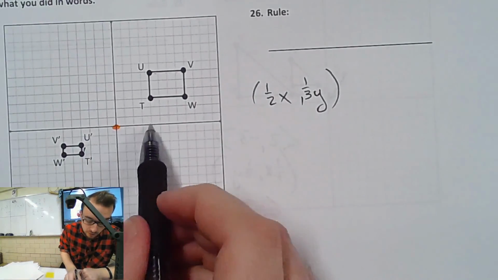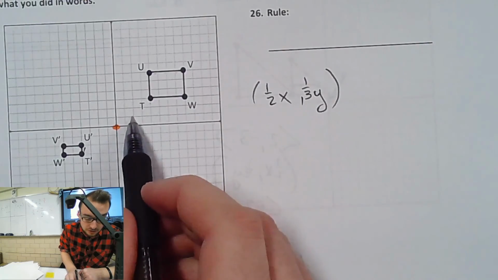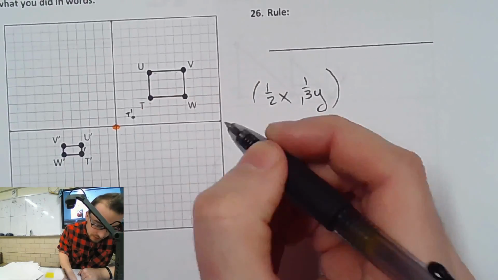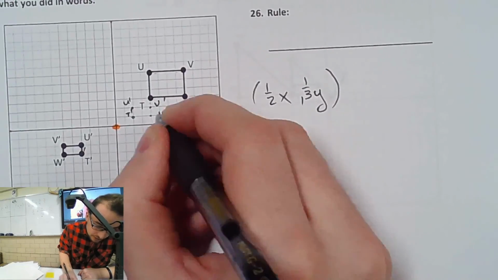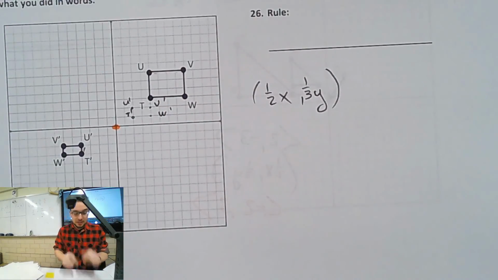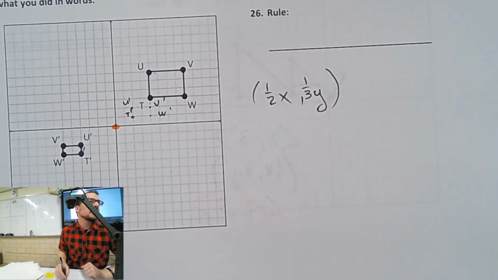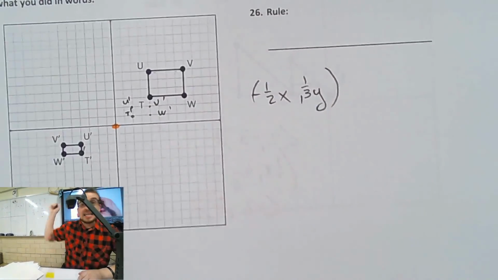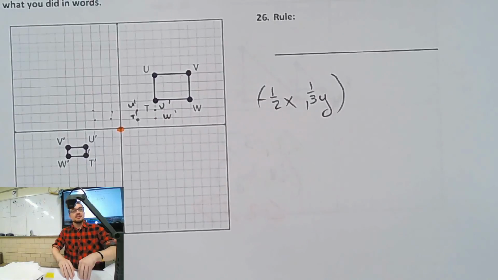Notice T is 4 and 3 away. So 4 becomes 2 and 3 becomes 1. So T prime is going to end up here. U prime is going to end up here. V prime is going to end up here. W prime is going to end up here. Notice that it's not the right orientation. Top left corner is U. We need it to be V. So we're going to flip it horizontally. How do we flip something horizontally? Negate the x. Now it's here. Then we slide it into place with a vector.